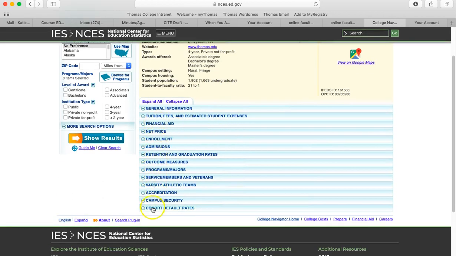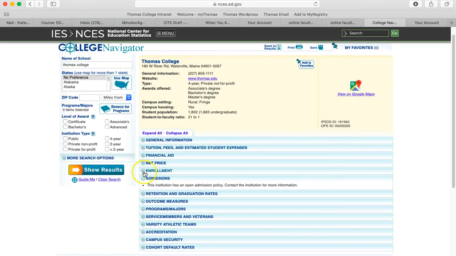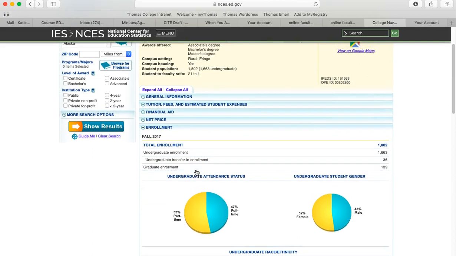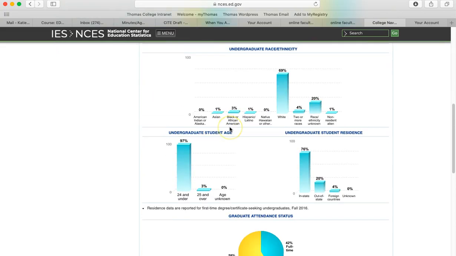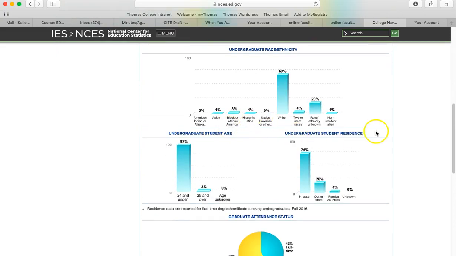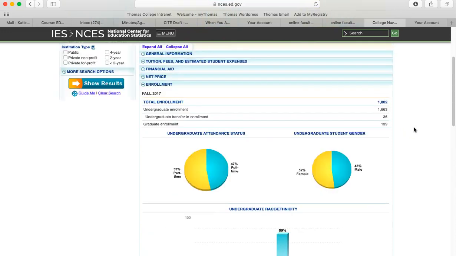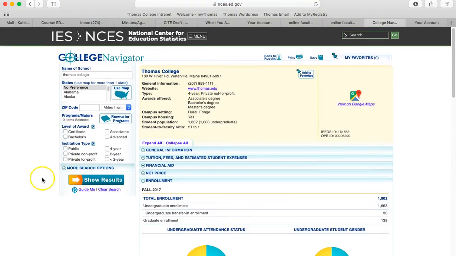But it also gives me lots of different options to look at, from admissions information, enrollment information, so I can see the gender breakdown, the undergraduate attendance status. I can look at tuition and fees and financial aid, the net price, and then I can look at demographics based on race, based on age. So it gives me a snapshot that can be helpful if I'm, say, advising students on which college to attend, or if I'm doing some research on my own. So there are lots of great tools on NCES.